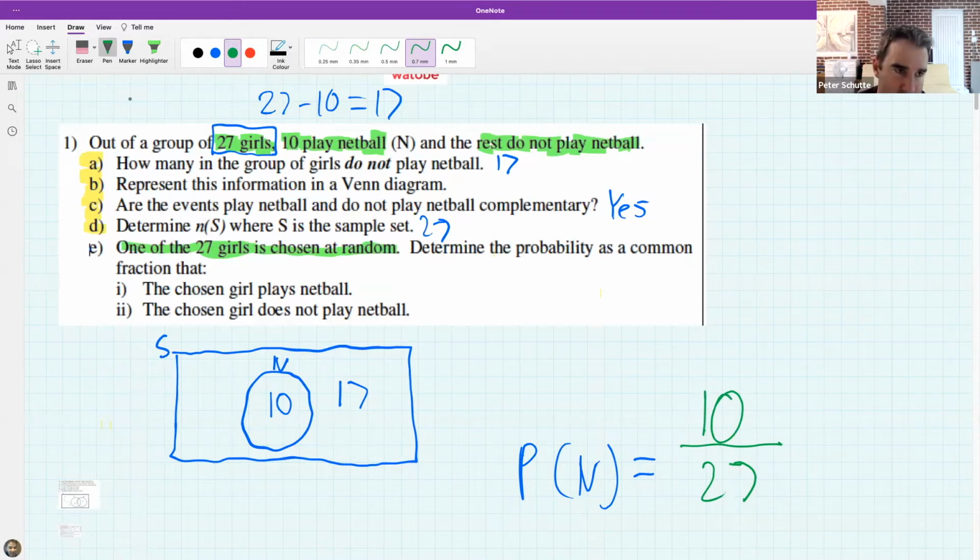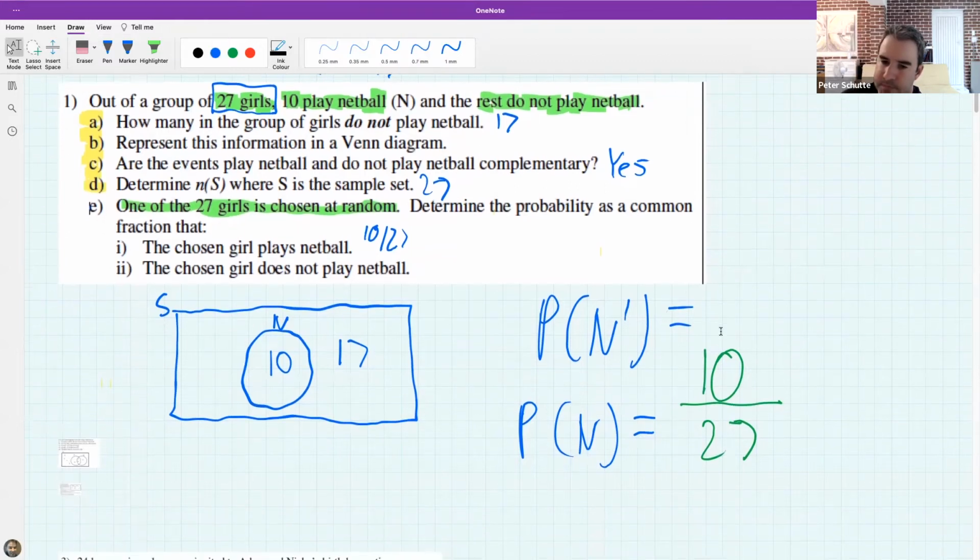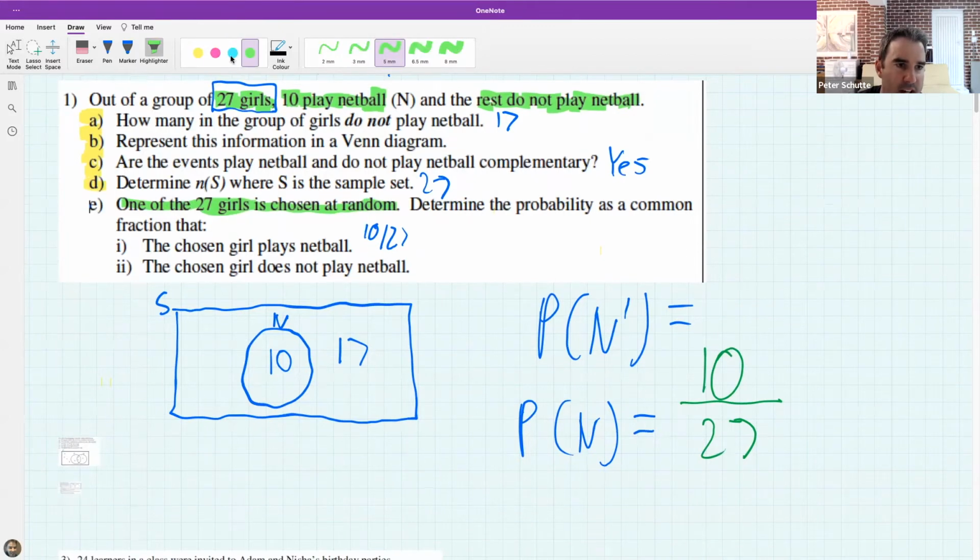So that's the first one, 10 out of 27. What is the probability that the person doesn't play netball? And I'm using the notation N' to say doesn't play netball. That means the complementary, it's the not N. What's that going to be? So now we're looking at this area out here. And so this is going to be 17 over 27.